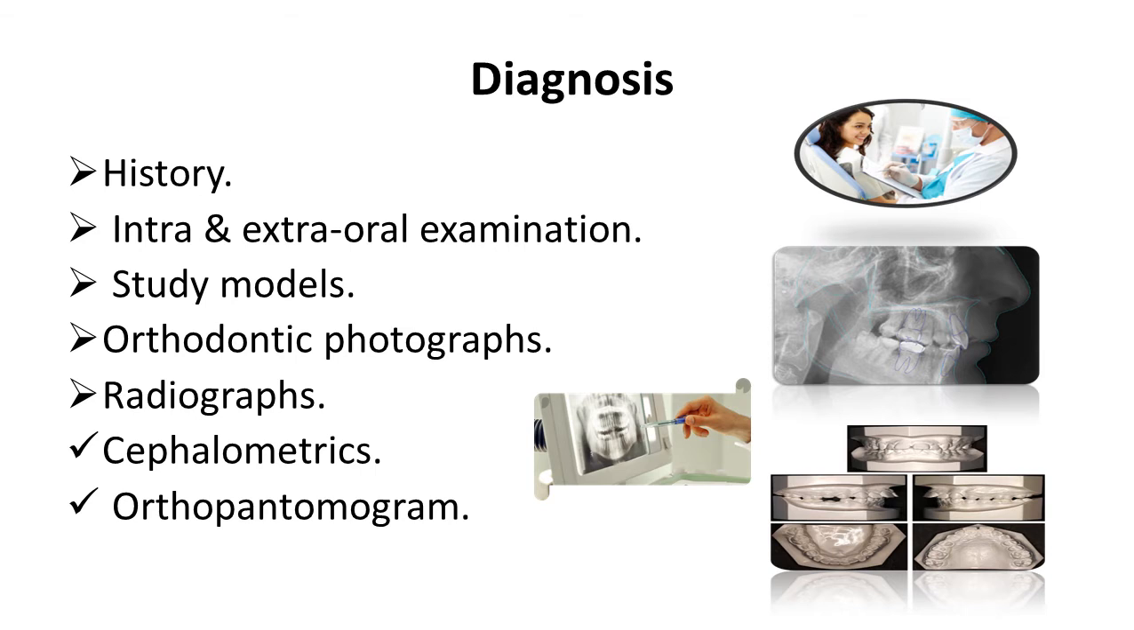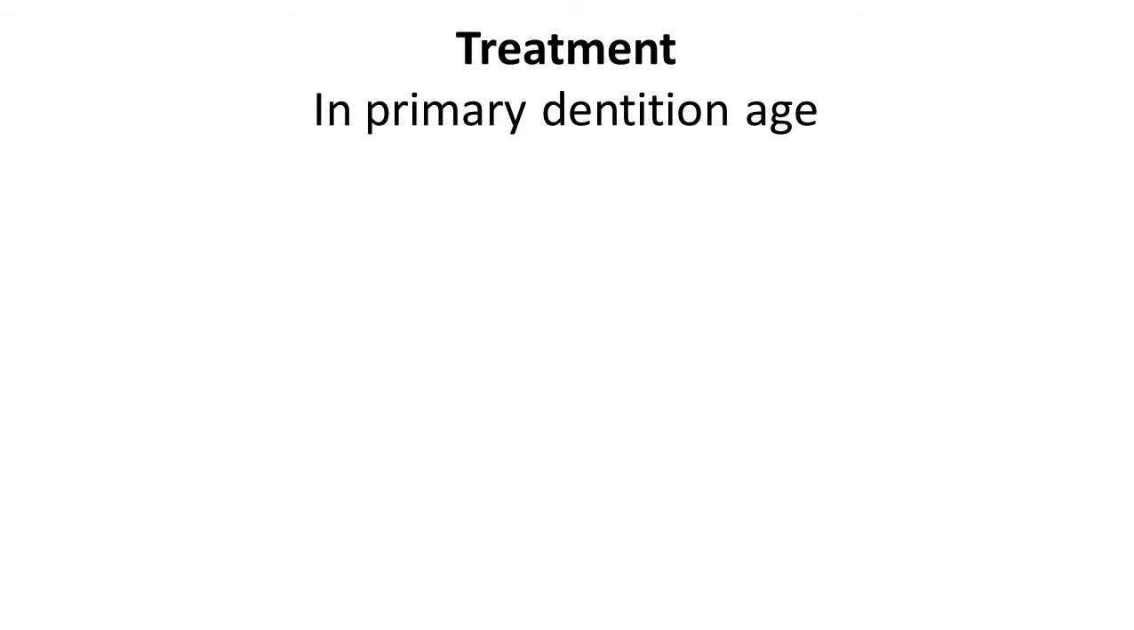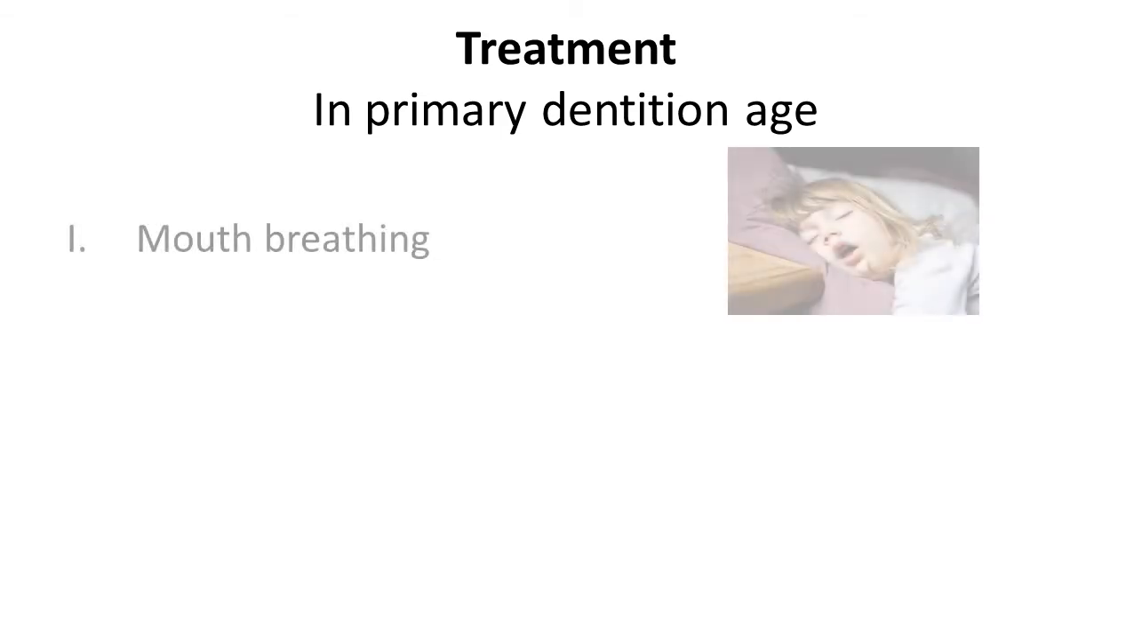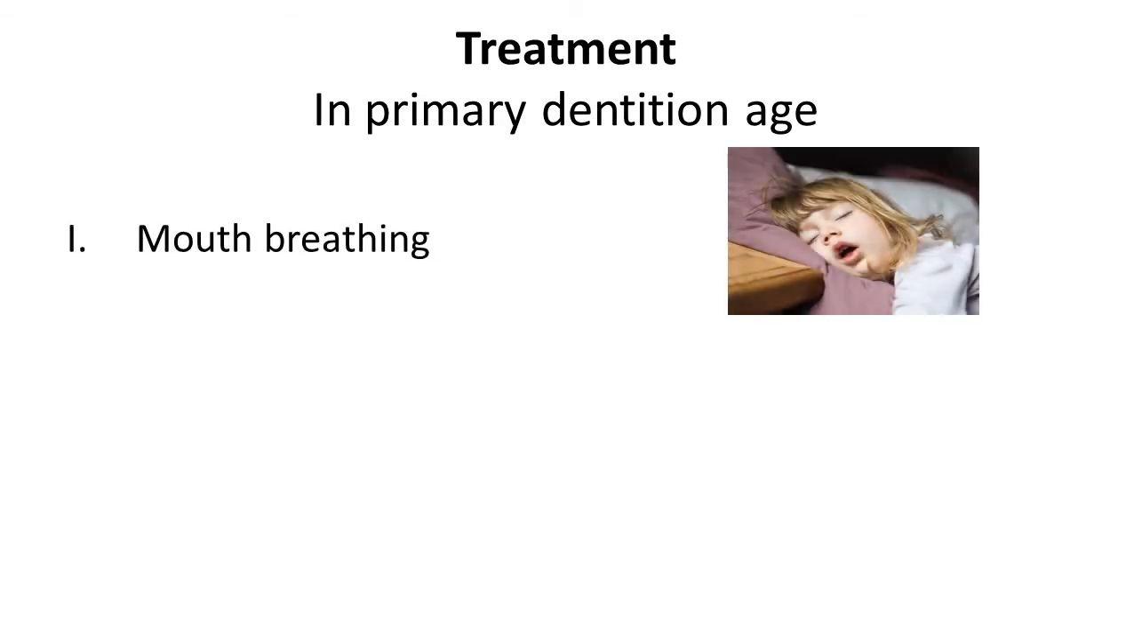Diagnosis depends on history, intra and extraoral examination, study models, orthodontic photographs, and radiographs like cephalometric or OPG. Treatment is classified according to the age of the patient in 3 categories. First of all, in primary dentition age. Second, in mixed dentition age. Third, in adults. In primary dentition age, it's just a preventive measure for the habits that may produce Class 2 in the future.